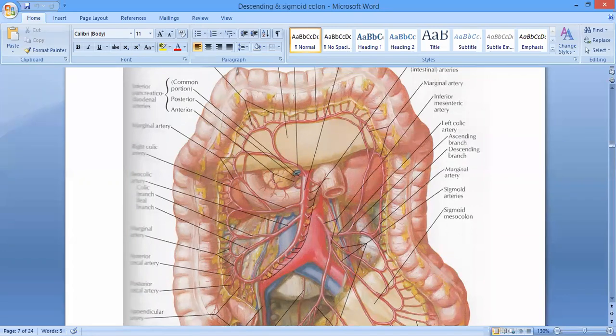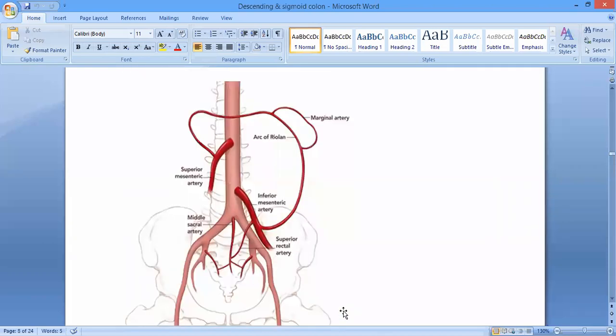Achha, but iske ilawa bhi, there is another structure present over here, and that is called the arch of the Royal, right? You can see this arch, the Royal. So this is again an arterial anastomosis between the proximal part of the midocolic artery here, you can see, with the branch of the left colic artery.